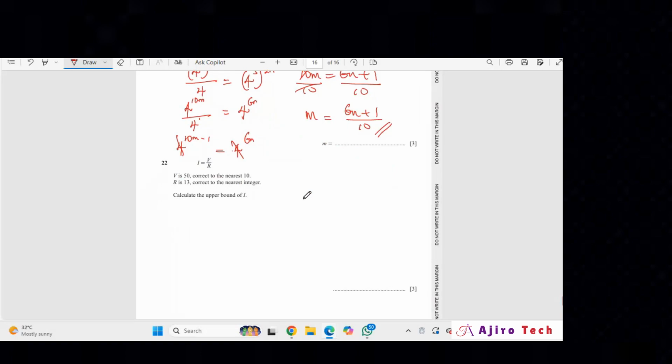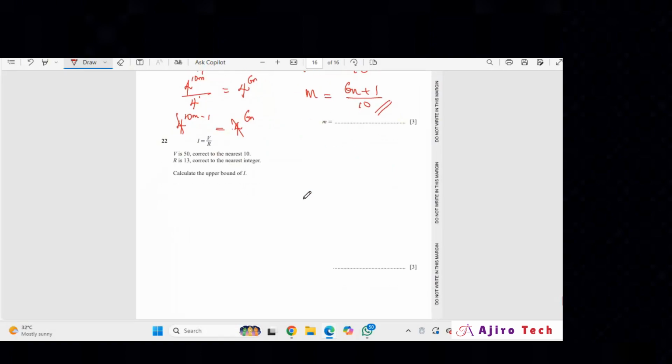So finally, we are going to look at this and see what we need to do about that now. For this, it says V is 50, correct to the nearest 10. Correct to the nearest 10, I think will give us 10 over 2, which is 5. This one now, R is 13, correct to the nearest, I think you have 1 over 2, which is equal to 0.5. So just have this first. We're going to look at them more again.